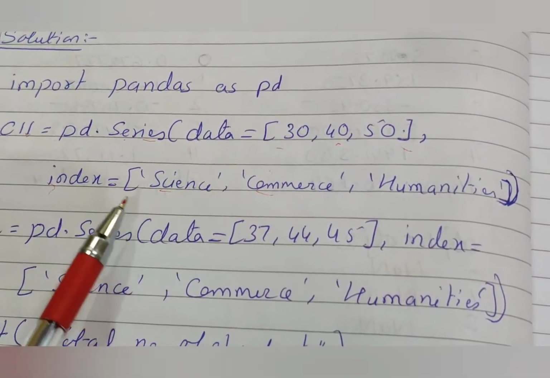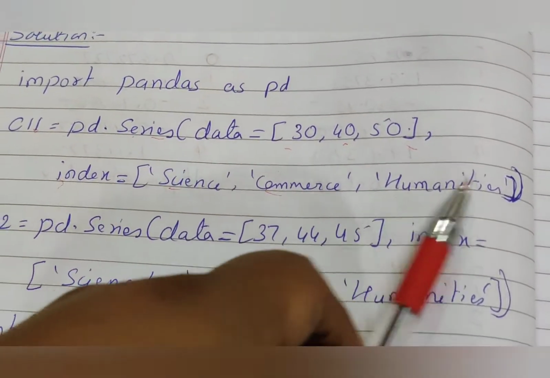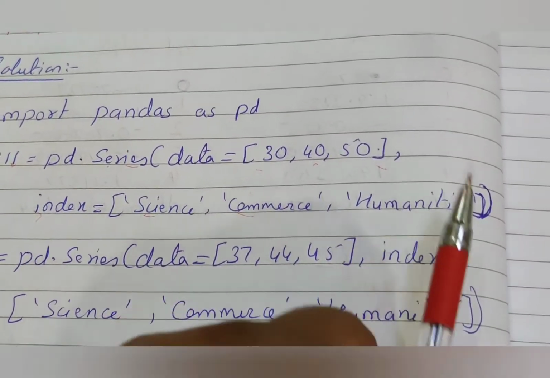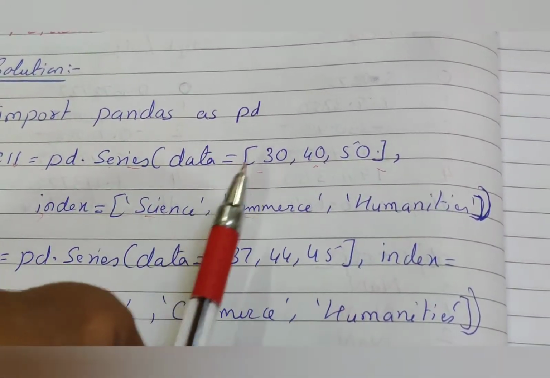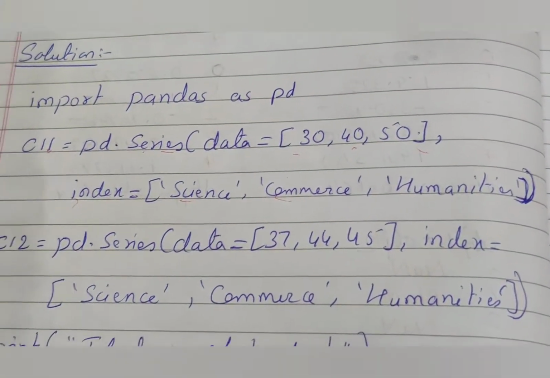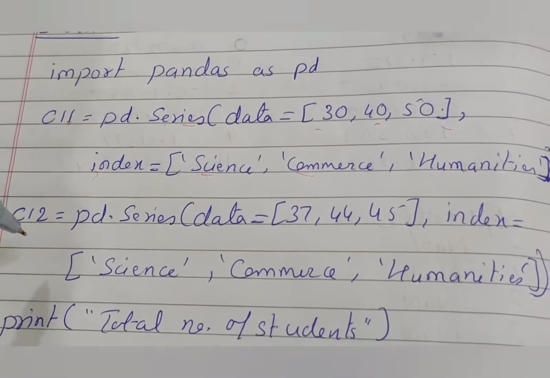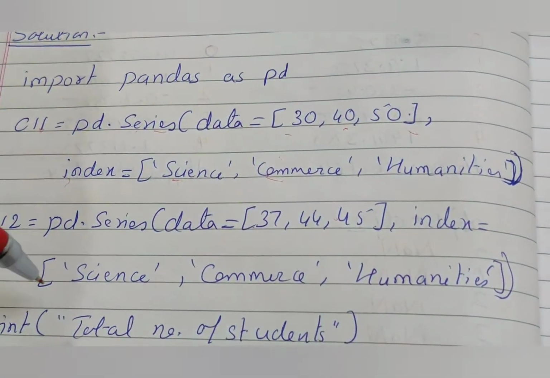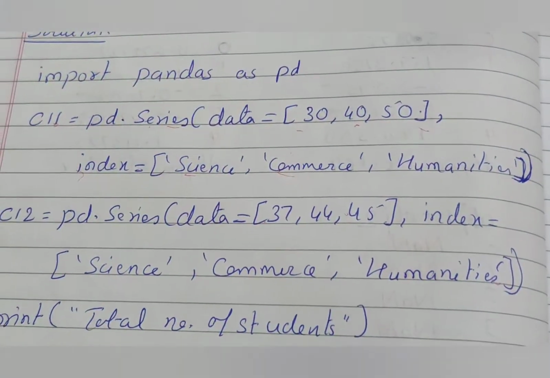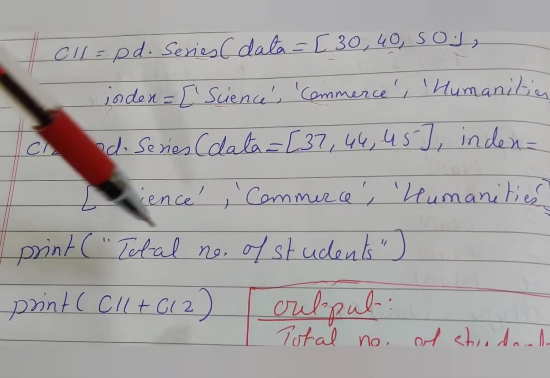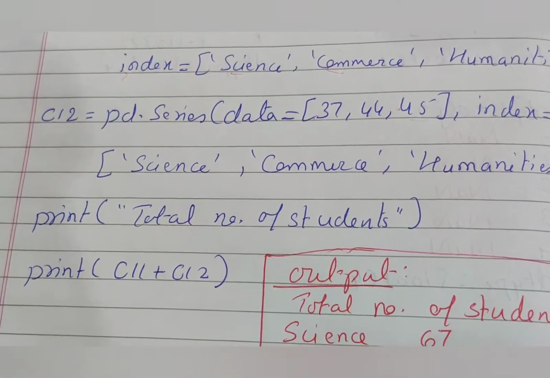Their index values are science, commerce and humanities. If we do not write them, it will give 0, 1, 2, but here you have to use science, commerce, humanities. It will take science as 30, commerce as 40, humanities as 50. Then C12, class 12, has 37, 44, 45, with index values science, commerce and humanities.